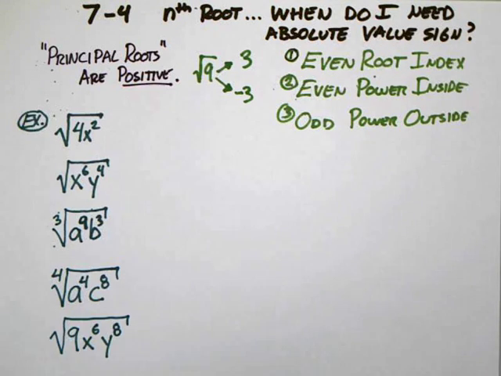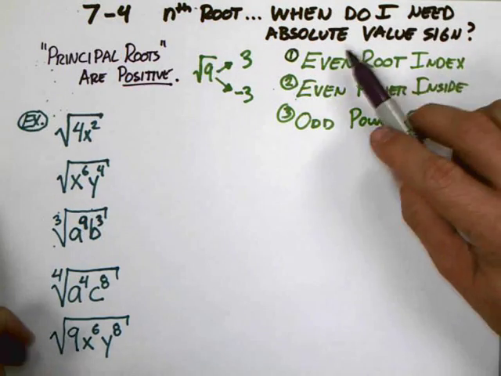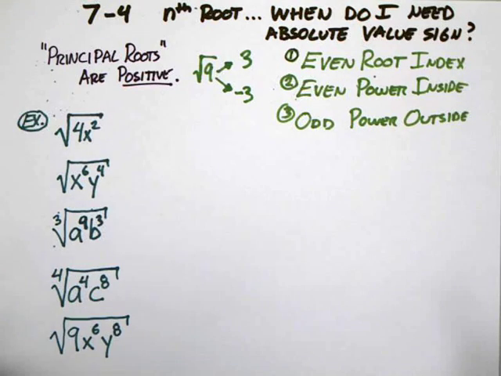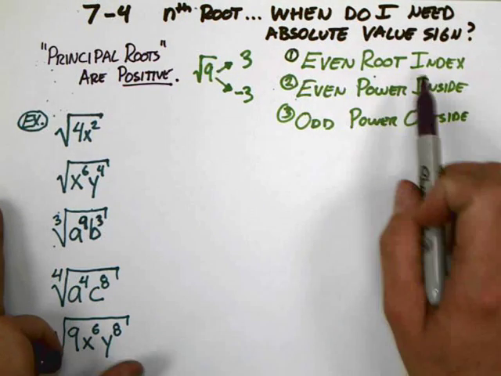All right, the most complicated part of chapter 7-4 is this idea of when do I need these absolute value signs that start appearing in the answer. So to explain that, I want to remind you of a couple things.